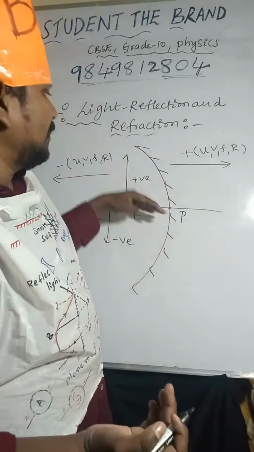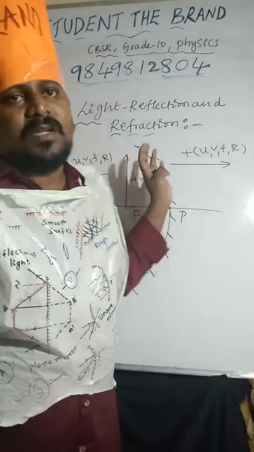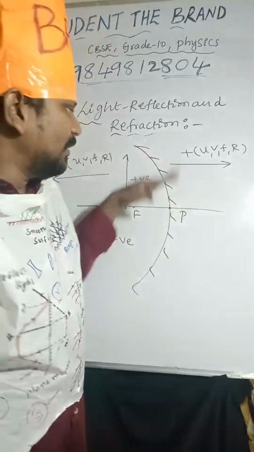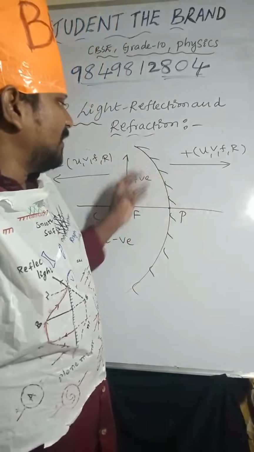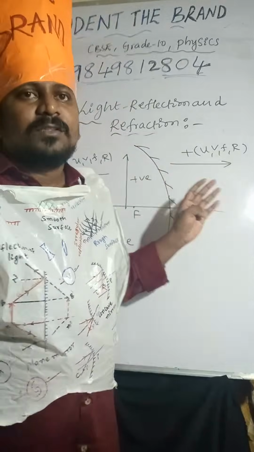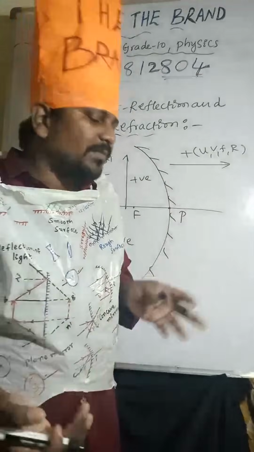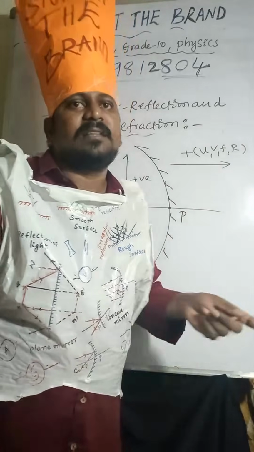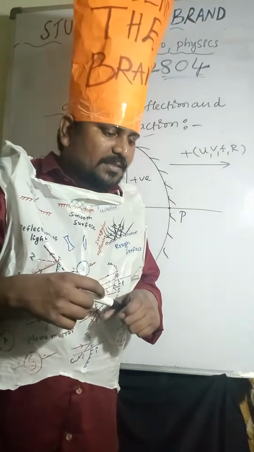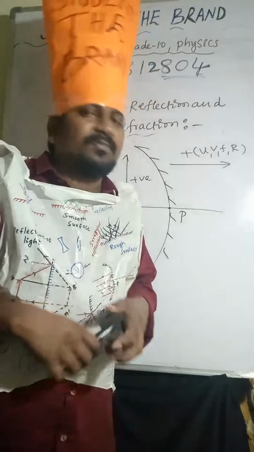Okay. So above the principal axis, height of the object and height of the image are positive. Below the principal axis, height of the object and height of the image are negative. All measurements we have to take from the pole. So mirror formula: 1/f = 1/v + 1/u. Magnification is minus v by u. So these are the concepts related to light reflection.